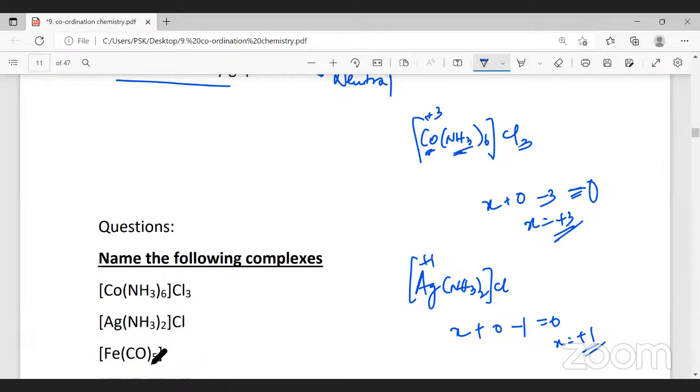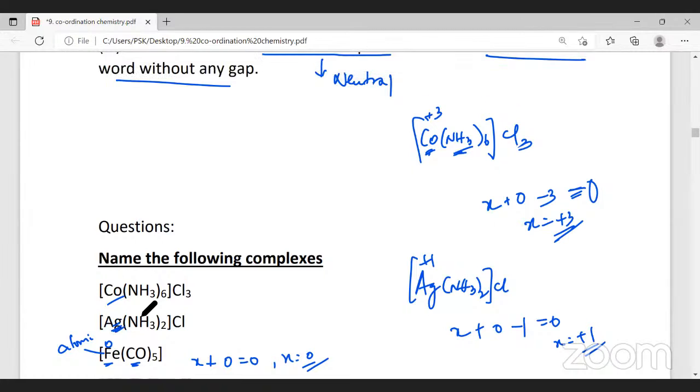If you take Fe(CO)5, as a whole the complex has charge 0. Carbon monoxide is a neutral ligand. So 0 into 5 is 0. And iron is X. So what will be the X? X will be equal to 0. So this is a metal atom. Here, metal is in what state? Atomic state. In the other cases, metal is in what state? Ionic state.